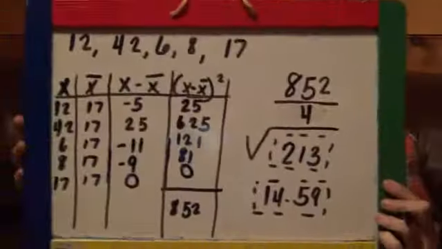So that was the sample variance. So just like before, if we want to find the sample standard deviation, we will do the square root of 213. And we get 14.59 is our sample standard deviation.